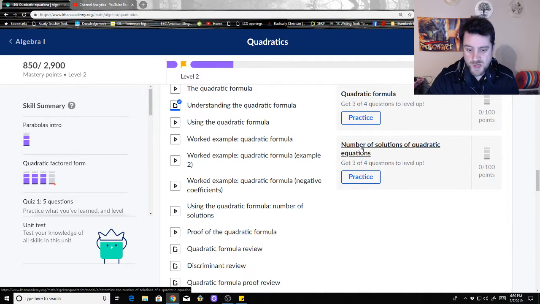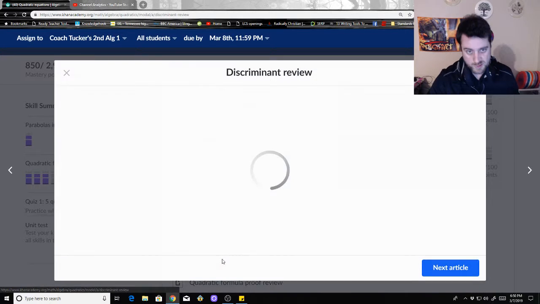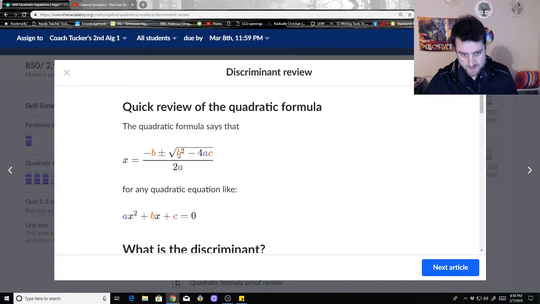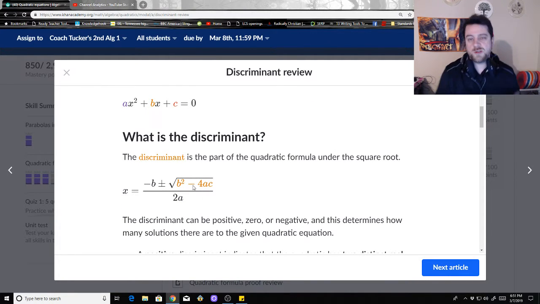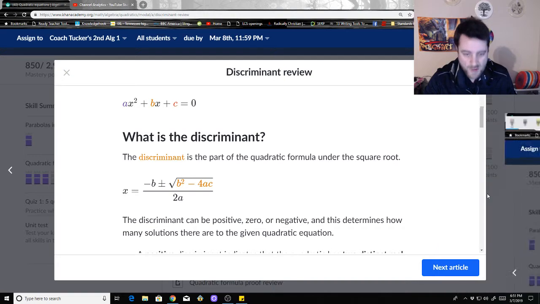So let's talk about the numbers of solutions. So now the numbers of solutions is related to the number inside of the radical symbol here, okay? So the discriminant is part of the quadratic formula under the square root. It was actually found hundreds of years ago. The discriminant can be positive, 0, or negative. And this determines how many solutions there are in a given equation. So let's talk about how it does that real quickly before we move on. So how does it determine it?